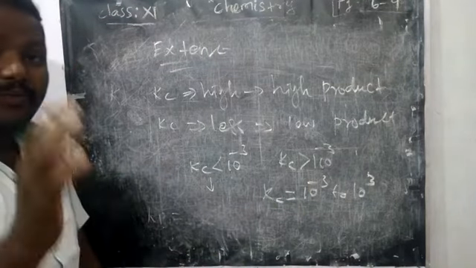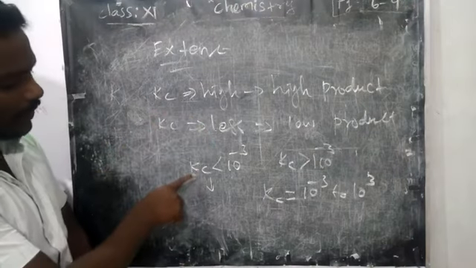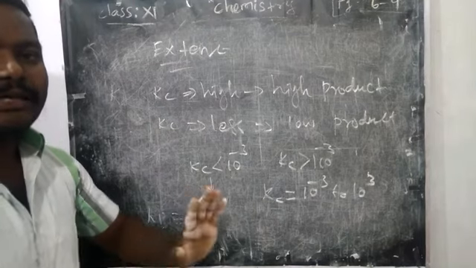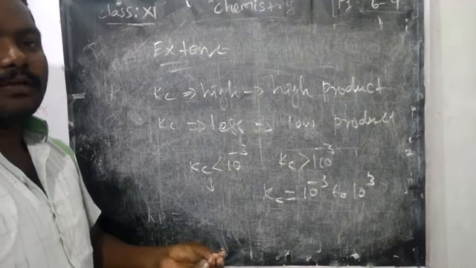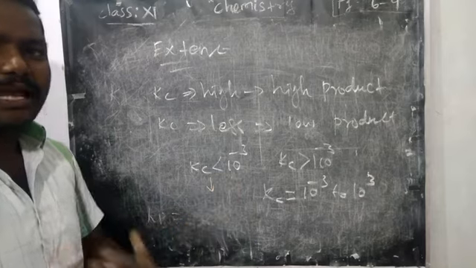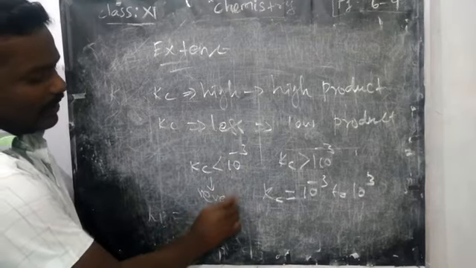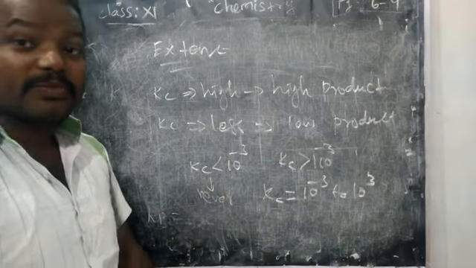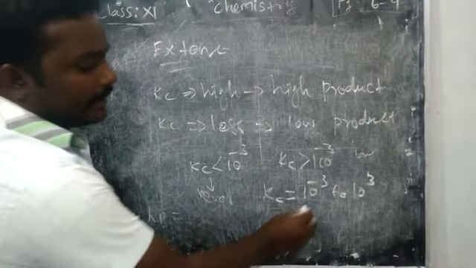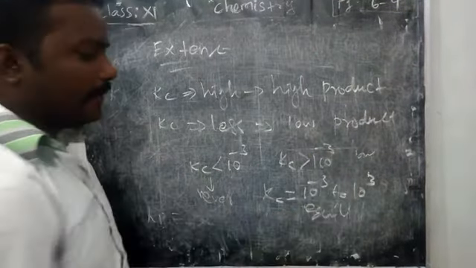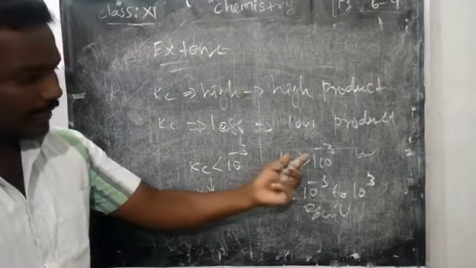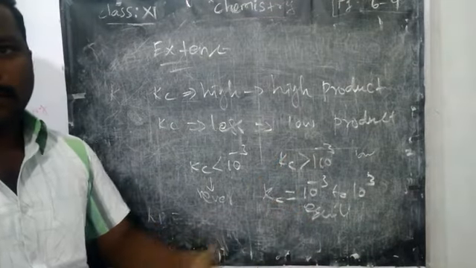So by using that we can find the direction. How? Kc value less than 10 power minus 3 means mostly reactant only exists, which is not formed as a product. So we are not able to get the product, meaning the reaction goes towards the reverse reaction. Kc value greater means we will get more product, so always we will get the forward reaction. Here we will get equilibrium. Also we can say we get low product, high product, or equal reactant as well as product.